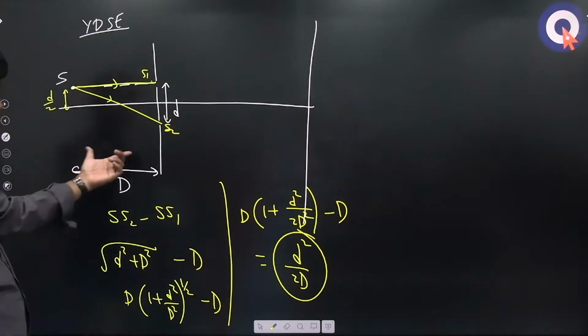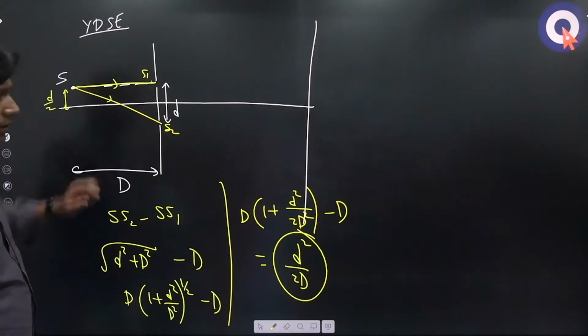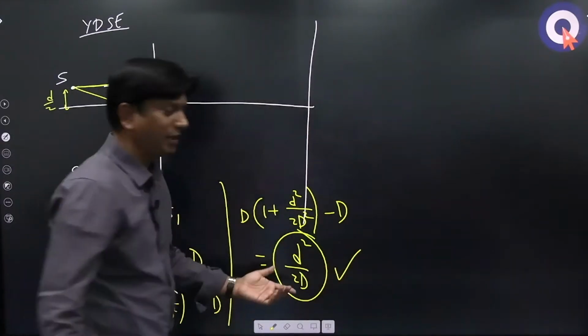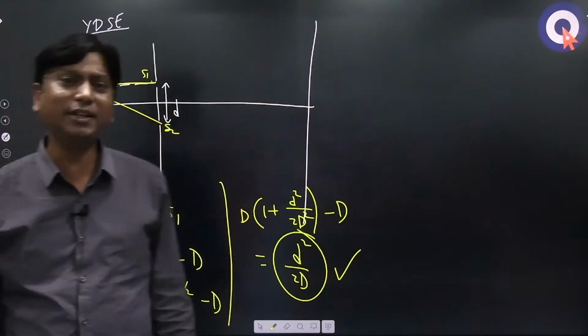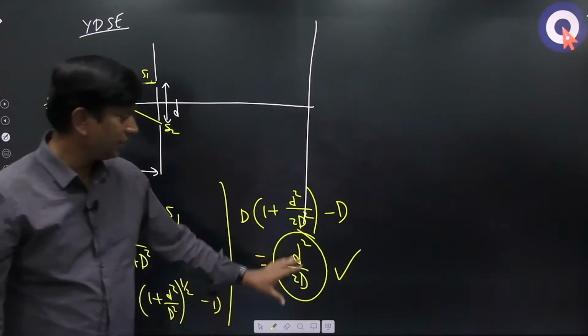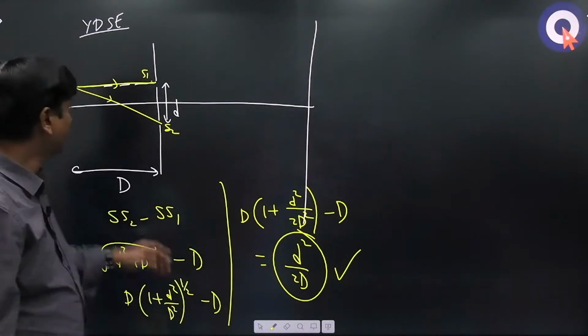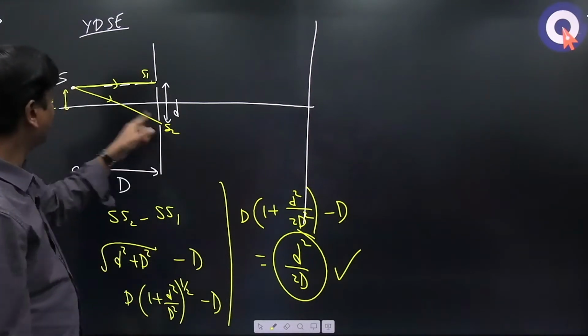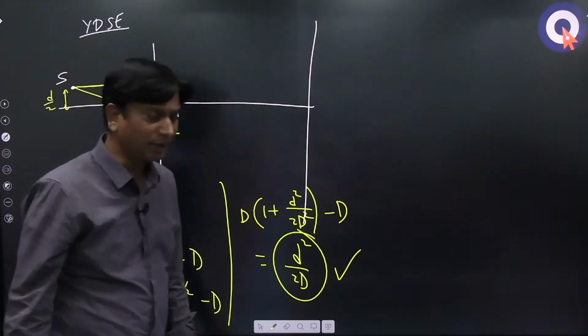Whatever this length is and whatever that is, it is d square by 2 capital D. Most of the time, whenever such situations arise, we directly take d square by 2 capital D as the geometrical path difference SS2 minus SS1. Hope that is clear.